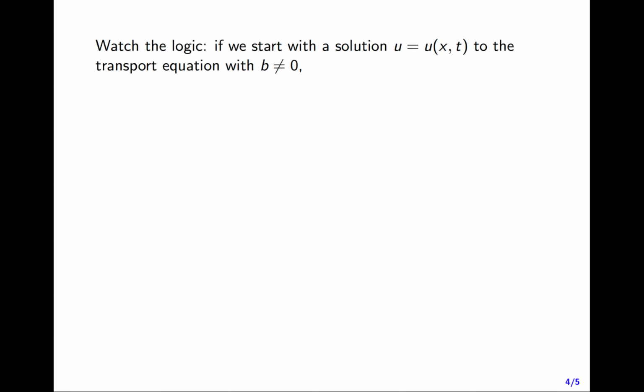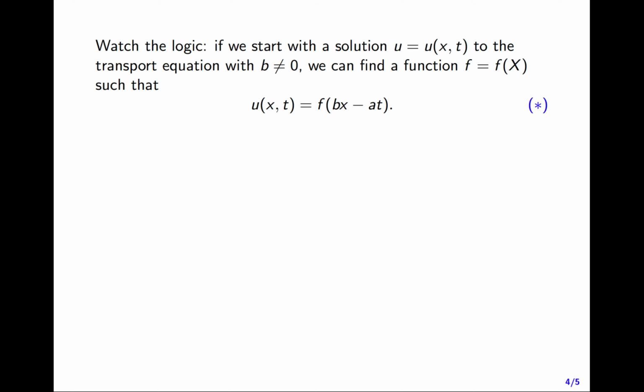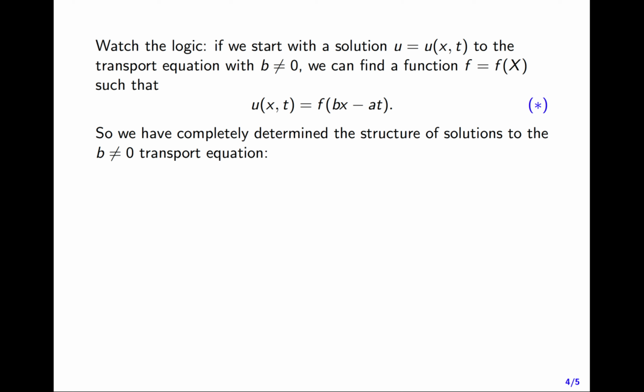So go back over the logic again. We start with the solution u depending on x and t to the transport equation, still assuming b is non-zero. And we can find a function f that depends on the variable capital X, such that u(x,t) is equal to f(bx minus at). This means that we have completely determined the structure of solutions to the transport equation when b is not equal to 0. All of them have this form that I'm calling star. All of them can be written in the form u(x,t) equals some function f of (bx minus at), where f depends on only one real variable.